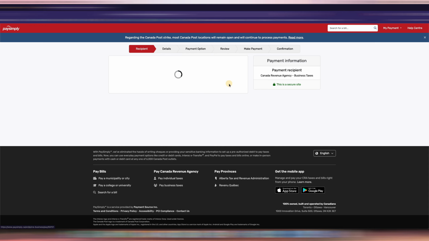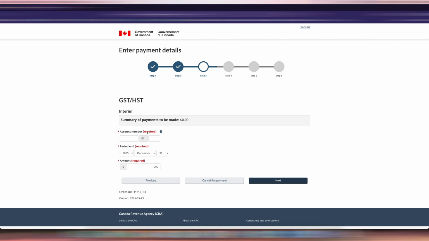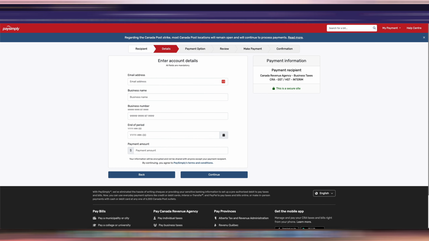The one with the CRA, you kind of have to click the question mark. This one, you don't. So here, you'll put your email, your business name. Notice how here you didn't need the business name, but here for third party, they'll ask for your email and business name. Same business number, end of period, and payment amount. And then after all of that, it's just payment options. And then again, you can pay via credit card, etc.